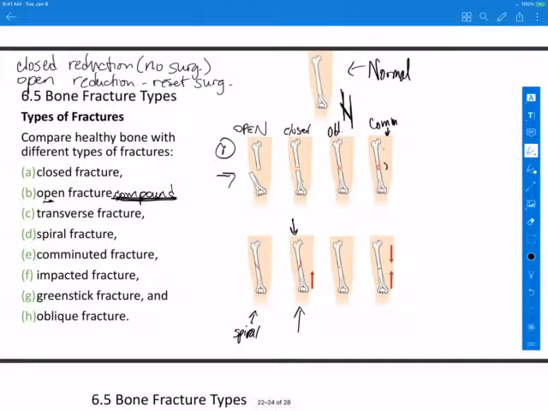The next image shows a greenstick fracture, and this typically happens with people who have a lot of cartilage still in their skeleton. This would occur in a child, for example, where the bone is still kind of green. It still has a lot of collagen. It reminds me literally of a green stick, and it just fractures on one side of the bone, and the other side remains intact.